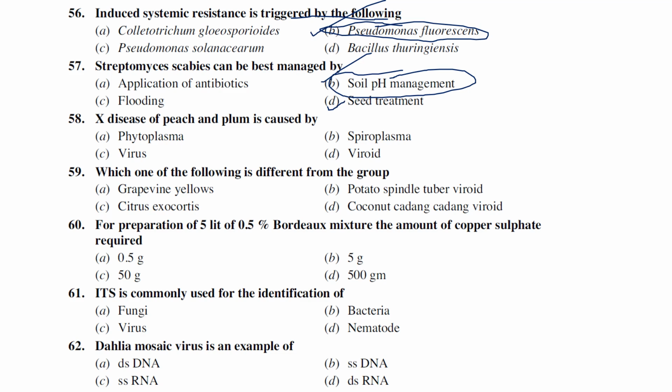In the case of potato scab, we need to reduce the soil pH from 8.0 to around 5.5 to 5.2, or close to 5.5 to 5.7 or below. So it is managed by soil pH management only.